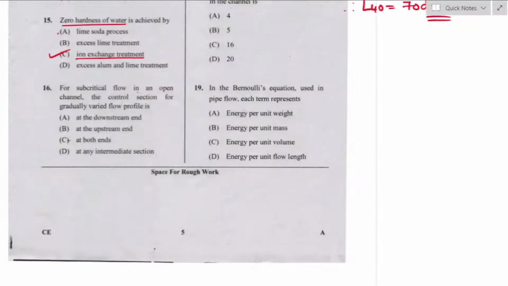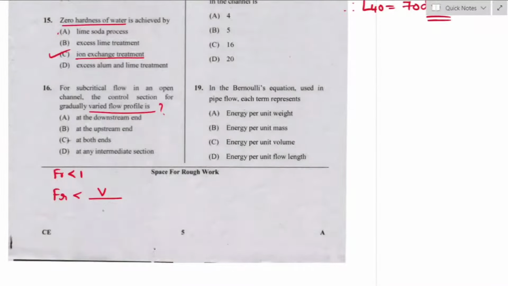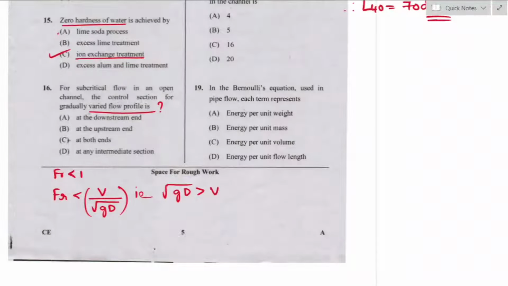Question number 16. For a subcritical flow in an open channel, the control section for gradually varied flow profile is. For a subcritical flow, the Froude number is less than 1, which means that Froude number is less than ratio of viscous force divided by gravitational force, which means that square root of gravitational force is greater than viscous force. Therefore, the velocity of the wave is more than velocity of the flow. So, for a subcritical flow, the control section for gradually varied flow profile will be at downstream end. Option A is the right answer.